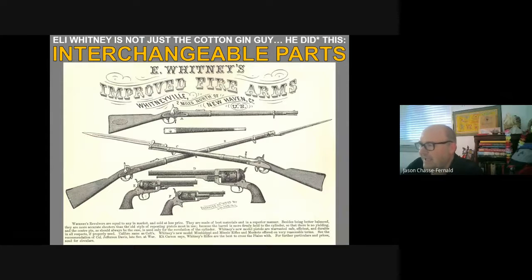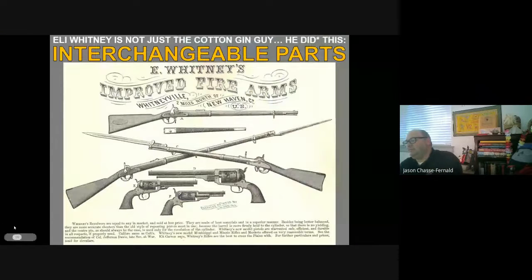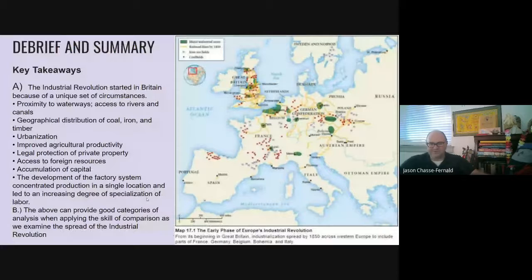But there's also this is going to start a process that will continue. All right. Eli Whitney is not just the guy for the cotton gin. He'll go on to also do interchangeable parts and the such. All right. So we'll continue this discussion later.